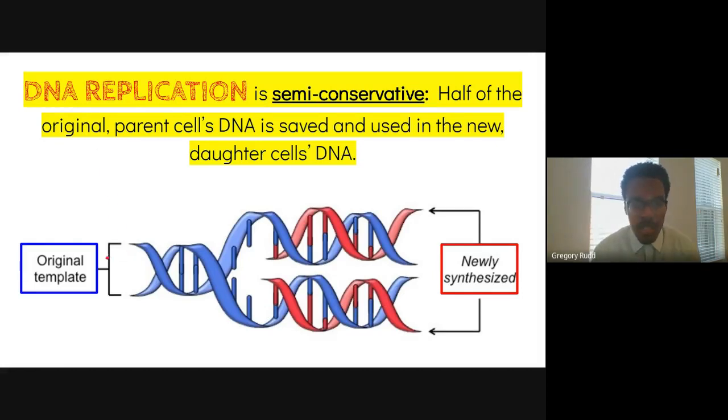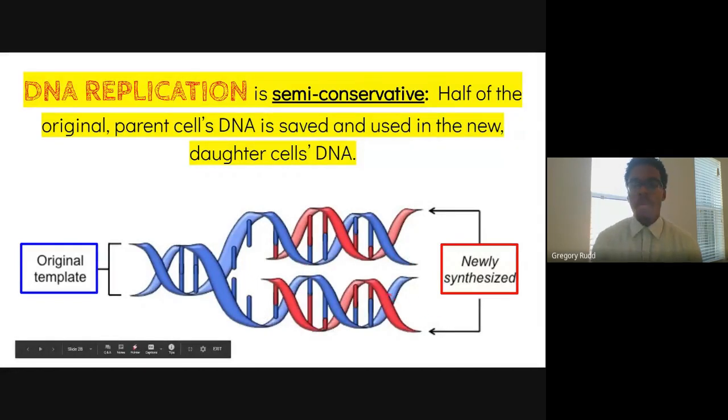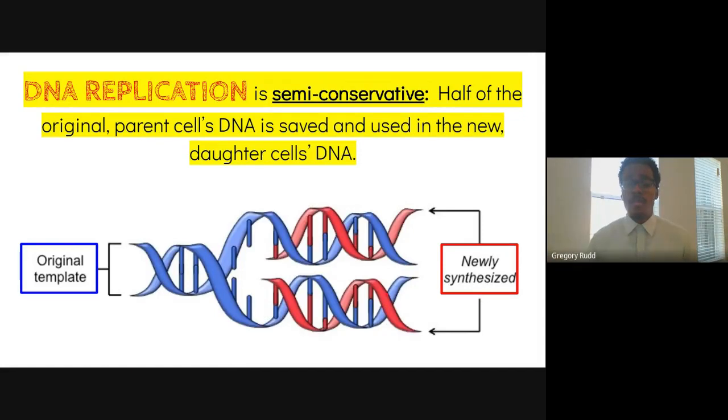So in this case, we can see that the original parent cell's DNA is blue here. As it gets copied, half of it is kept in each strand. Half of the new strand is blue, and then half of the new strand is red. So this is the new DNA. This is the process of replication being semi-conservative.